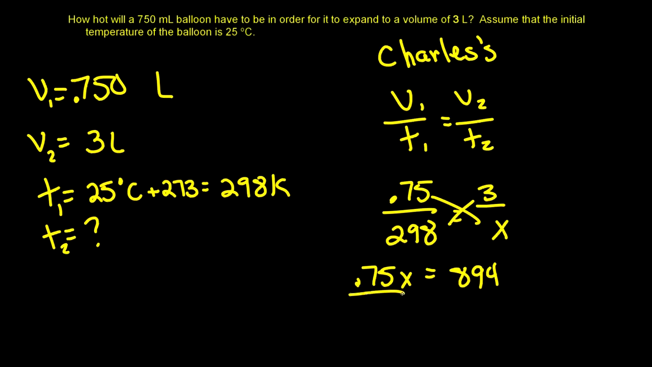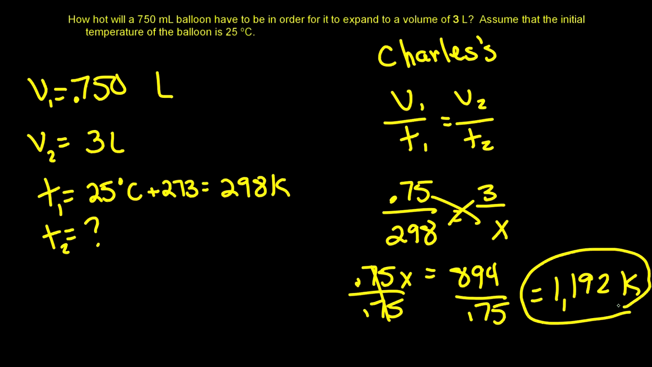I divide by the value with x, that cancels. So 894 divided by 0.75, get 1,192. We need a unit since we're looking for temperature, and my temperature initially was in Kelvin. This will be Kelvin, so it's pretty dang hot. Alright, next problem.